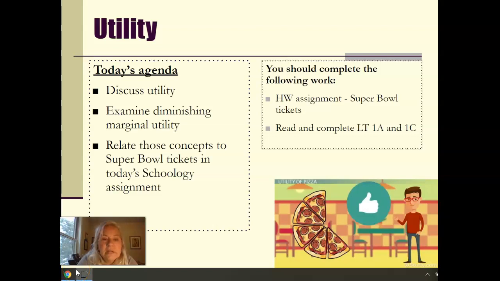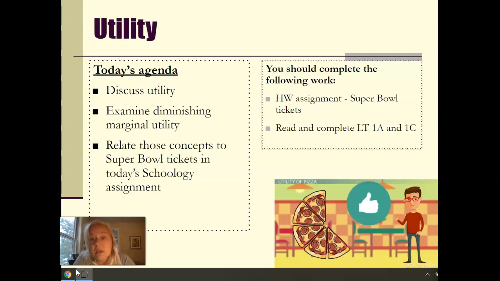Hello, economics students. Today we're going to be talking about the topic of utility. The agenda for today is, first of all, to discuss utility. What is it? Examine a concept called diminishing marginal utility. And then we're going to relate those concepts to the Super Bowl tickets from Super Bowl 52 that was right here in Minneapolis.